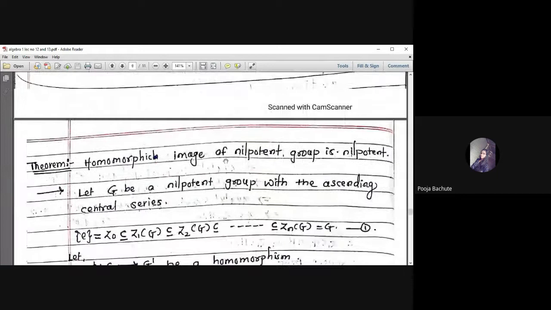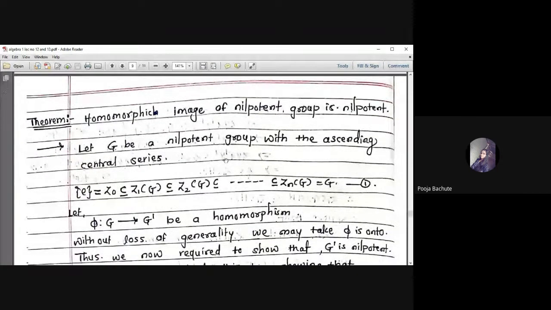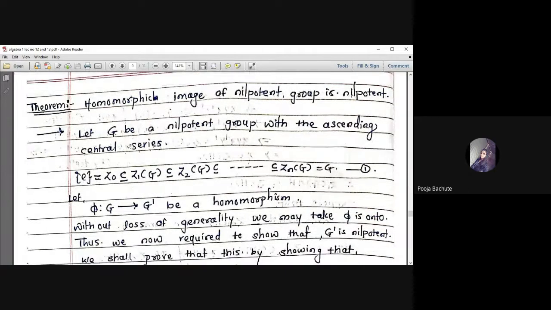Okay, and the next theorem is homomorphic image of nilpotent group is nilpotent. The homeomorphic and homomorphic, these are two different things. Okay, ते माझ्या प्रत्येक वेळेस होमिओमॉर्फिकच येतं तोंडात. Sorry, homomorphic image of nilpotent group is nilpotent. Okay, for this let us see proof.